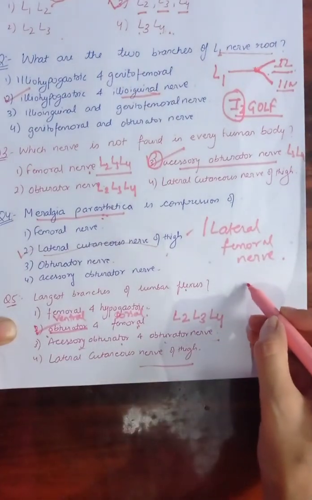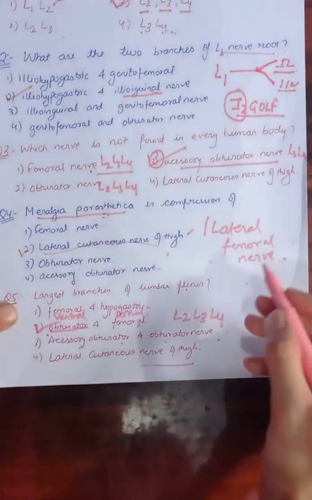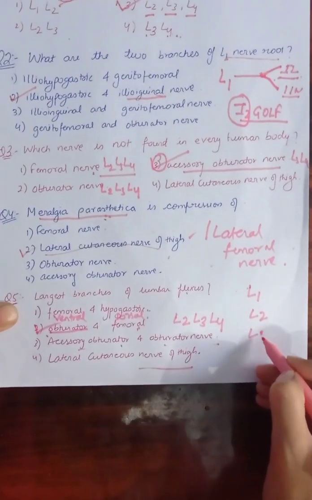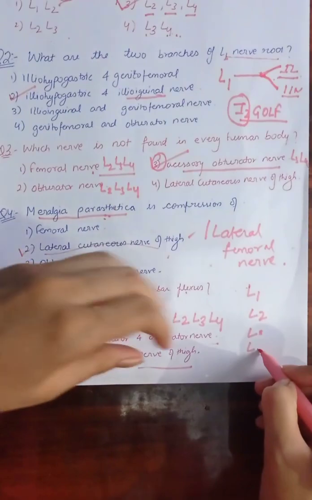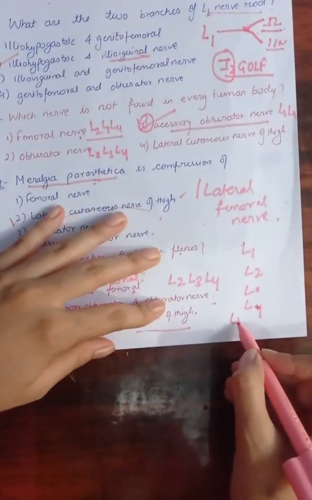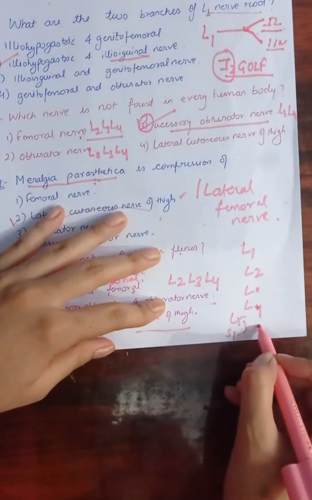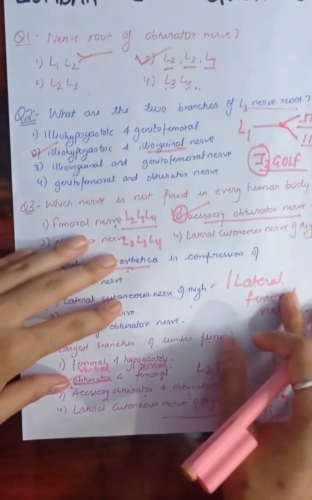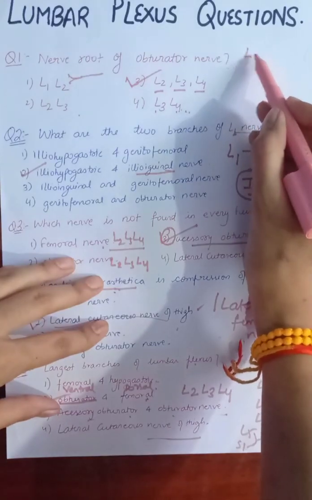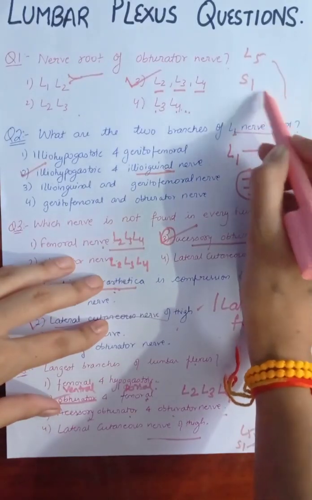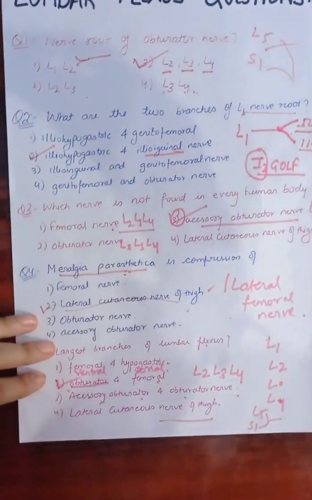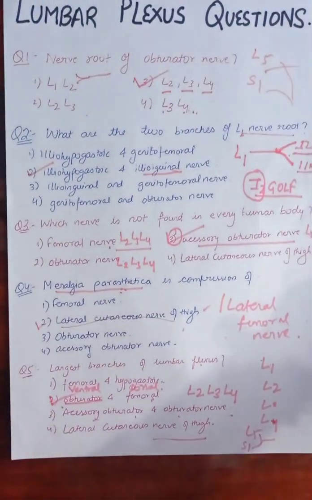So what are the root values involved in the formation of the lumbar plexus? They are L1, L2, L3, L4, most commonly. L5 combines with S1 to form the lumbosacral plexus. I'll be talking about this when I discuss the sacral plexus in detail.